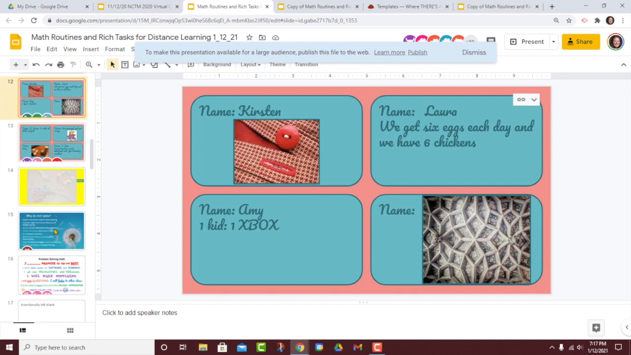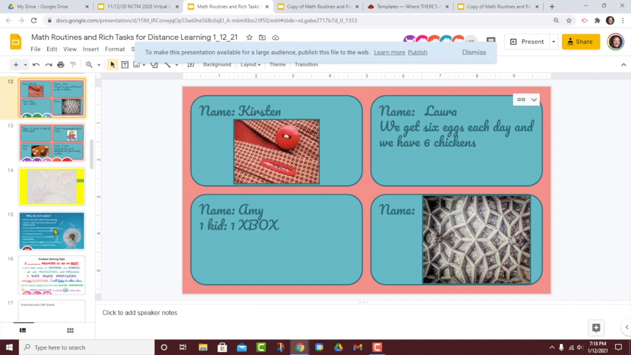But what I like about this routine is that it involves all of my students. It's not just the kid who's the loudest. It's not just the kid who's quick to raise their hand. Every single one of my students has the opportunity to have a voice and a space on these slides.